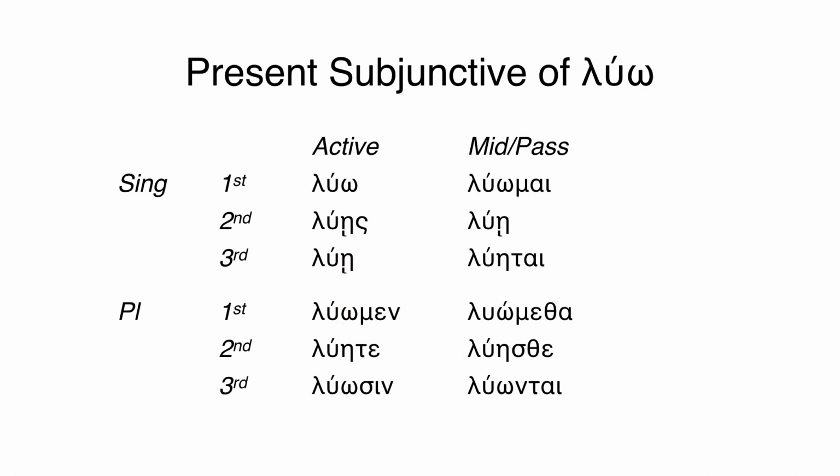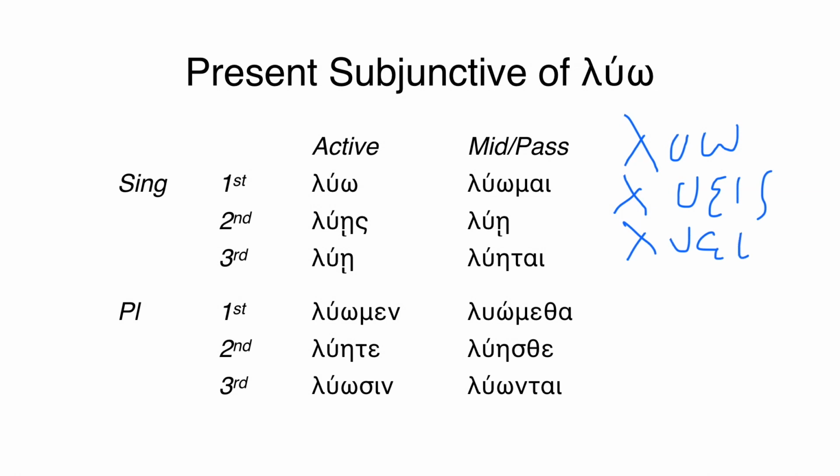So you recall from the indicative forms we have luo, lueis, luei, etc. The omega stays the same, so these forms are the same for the subjunctive and the indicative first person singular. But the eis of the indicative form, with the epsilon iota, has been lengthened to become eta with the iota subscript. Same with the third person singular form, the epsilon iota has been lengthened to become eta with an iota subscript.